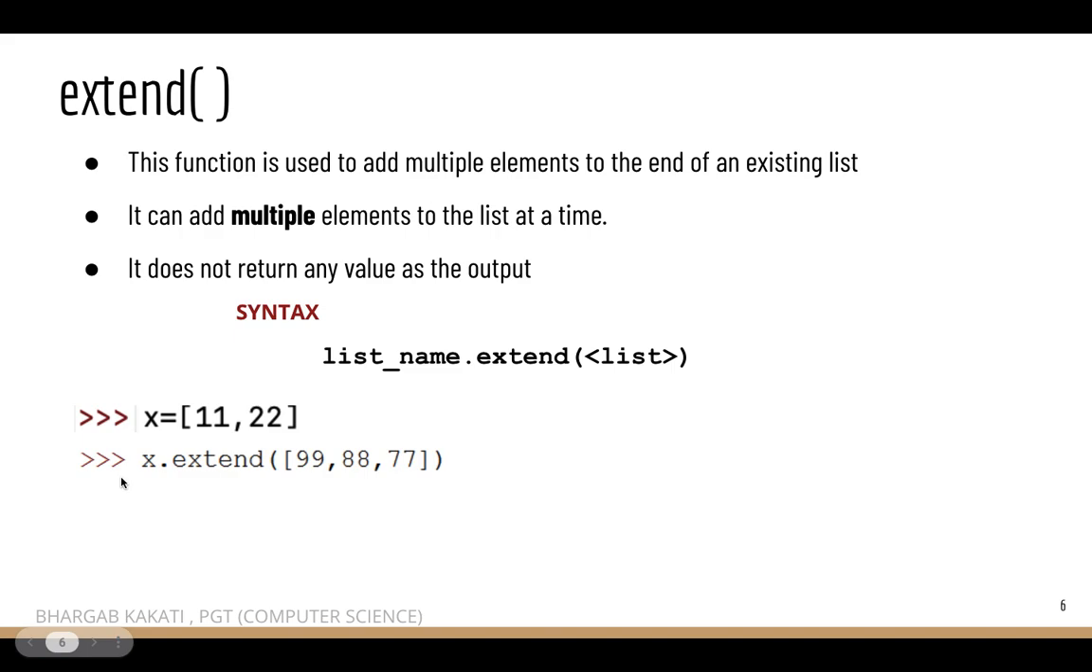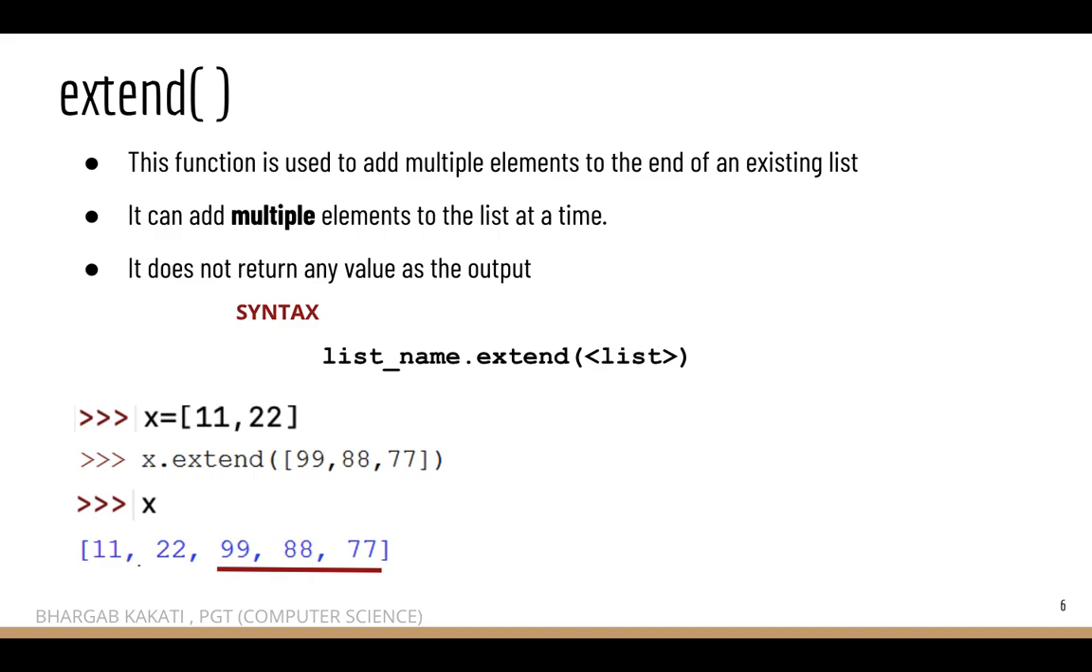I'll write it as follows. I'll write x dot extend, and then the new set of elements should also be passed as a list. So I want to add 99, 88 and 77. After doing it, if I want to see the updated list, I'll simply press X and the enter key. You will see that we already had the elements 11 and 22, and along with that these three new elements, 99, 88 and 77, are also appended at the end of this list.